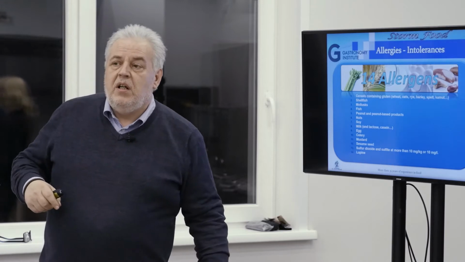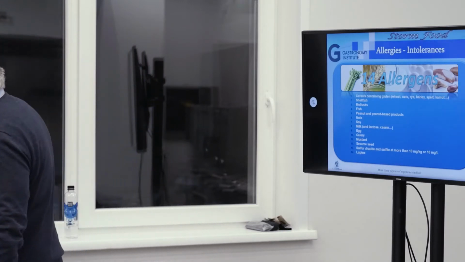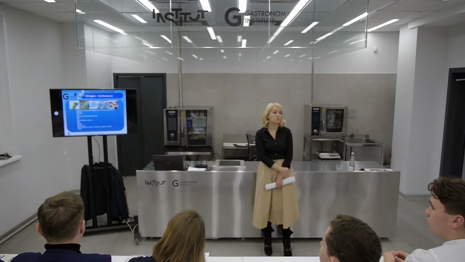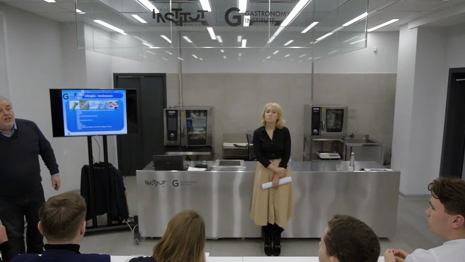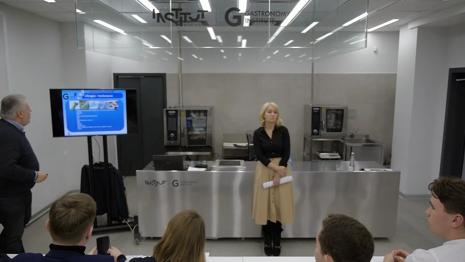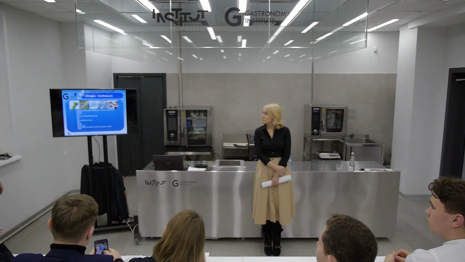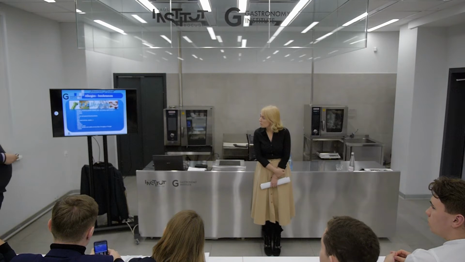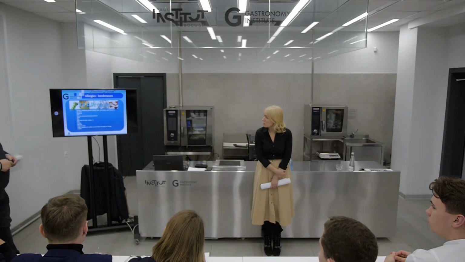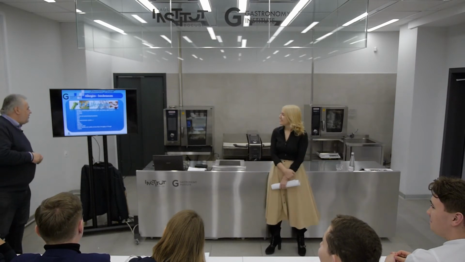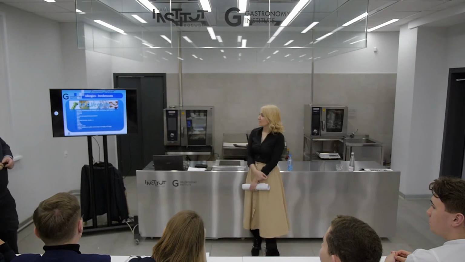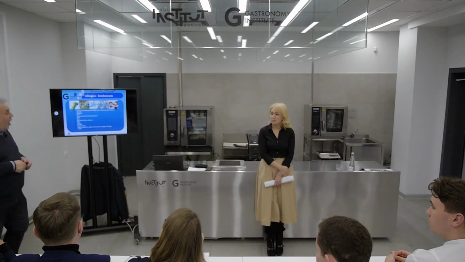14 allergens are under legislation in Europe and will be also in Russia very soon. Those are cereals which contain gluten, shellfish, mollusk, normal fish, peanuts, nuts, soy, milk, egg, celery, mustard, sesame seed, sulfur dioxide, and lupin.